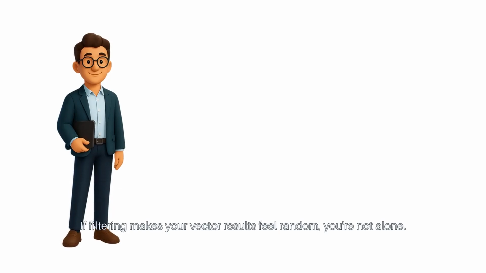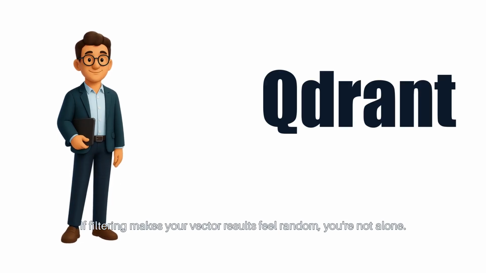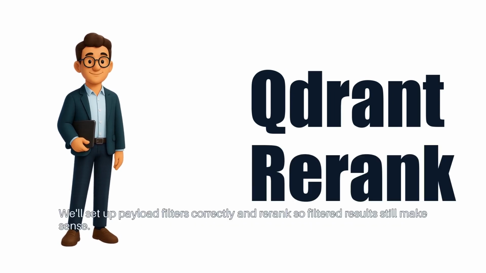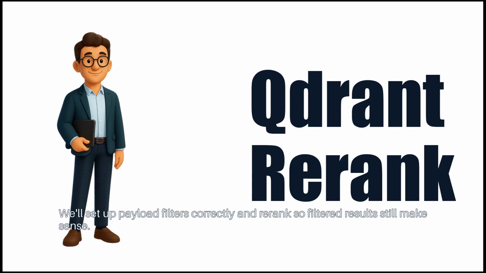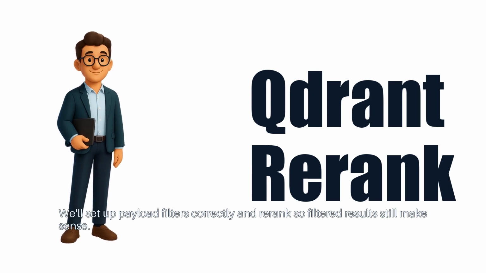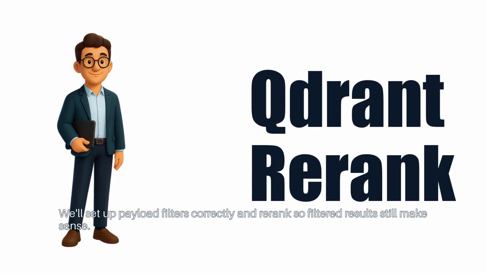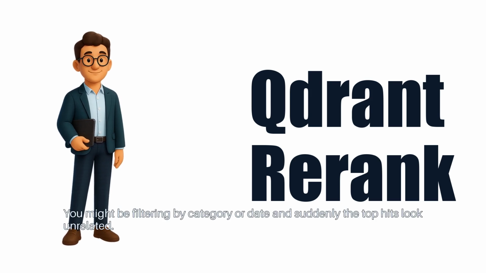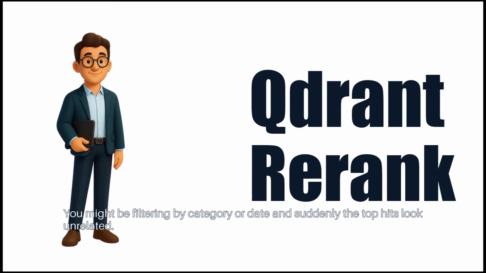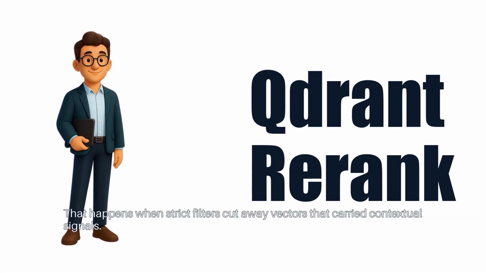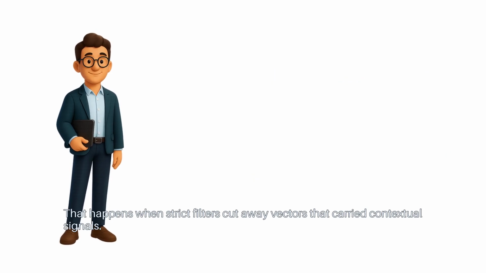If filtering makes your vector results feel random, you're not alone. We'll set up payload filters correctly and re-rank so filtered results still make sense. You might be filtering by category or date, and suddenly the top hits look unrelated. That happens when strict filters cut away vectors that carried contextual signals.